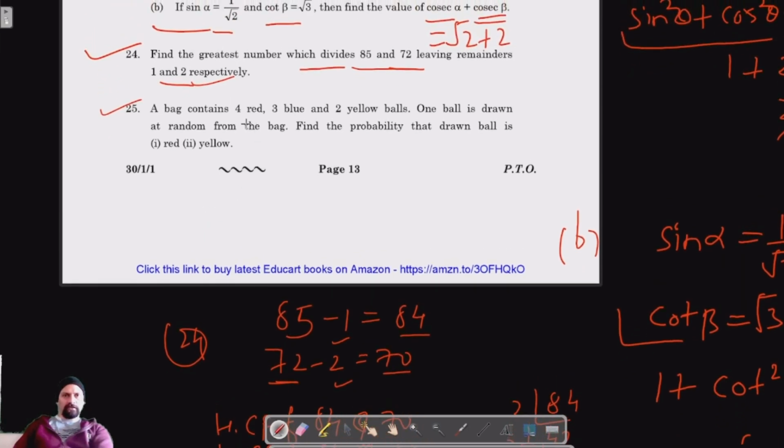The 25th is an easy one. The bag contains 4 red, 3 blue, and 2 yellow balls. So the total number of balls is 4 plus 3 plus 2, which is 9.